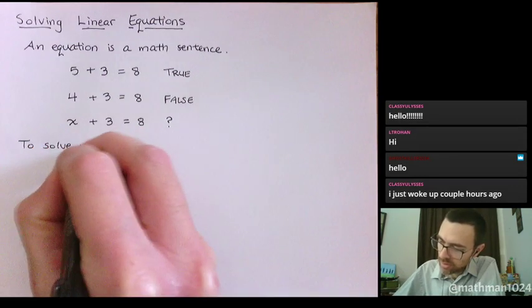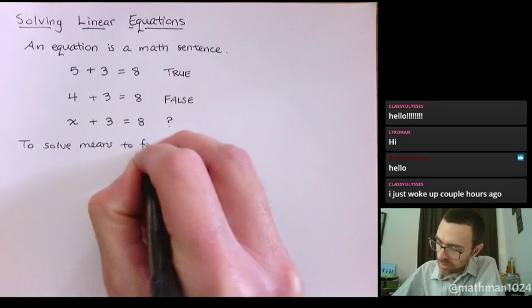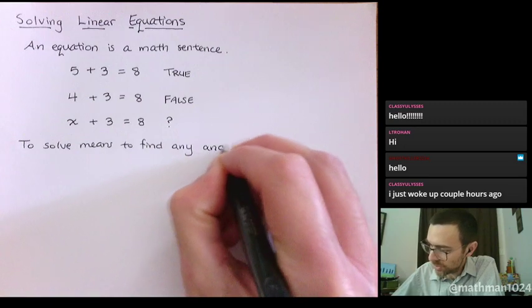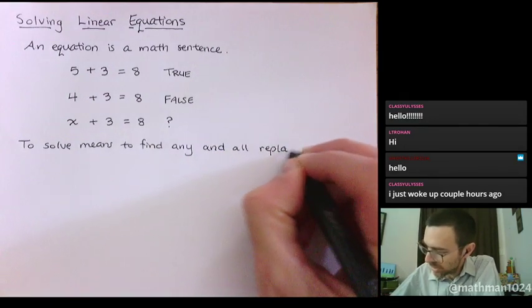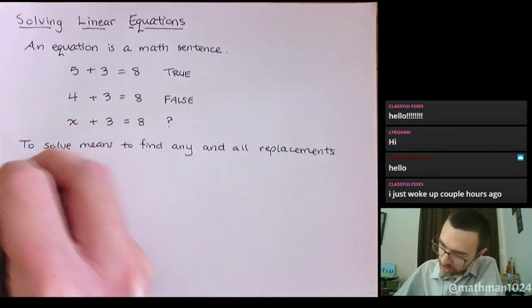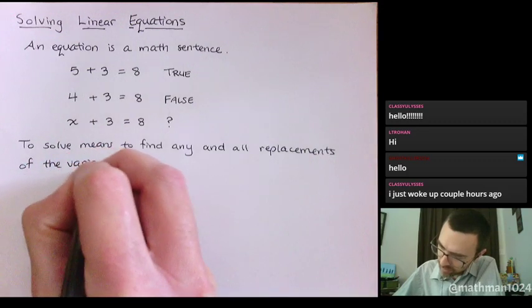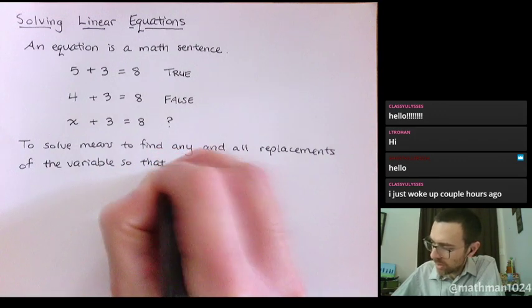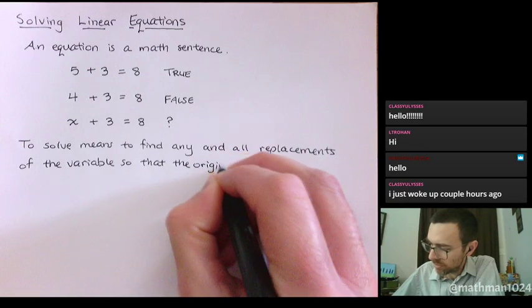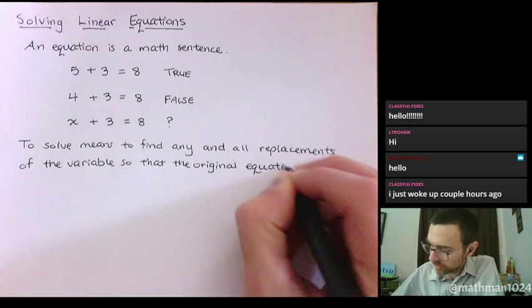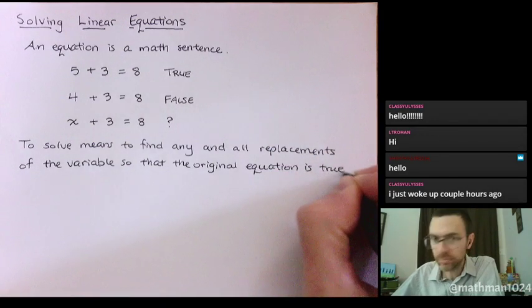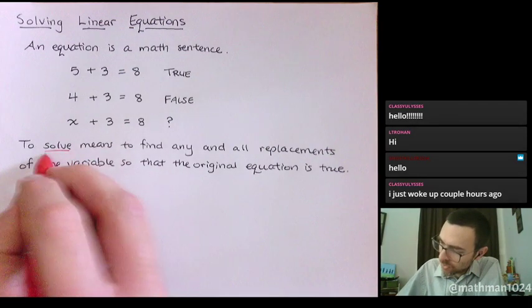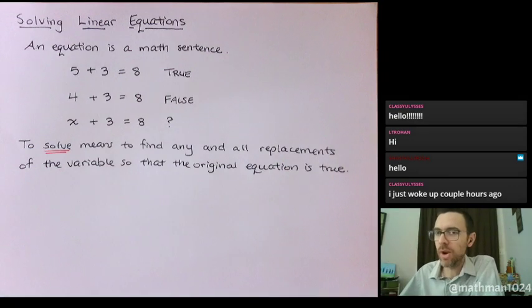Okay? So when we say we're solving, to solve means to find any and all replacements of the variable so that the original equation is true. That's what it means to solve. If you've ever been in my class, you know that I'm kind of a stickler for using the right words and the right terminology. So solving means that you're finding the replacement of the variable that's going to make the original equation true. And of course, those replacements are then called solutions.